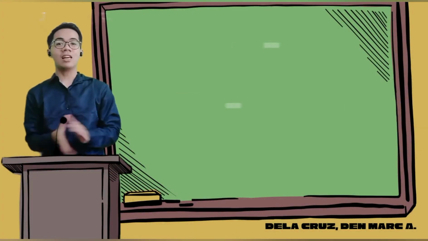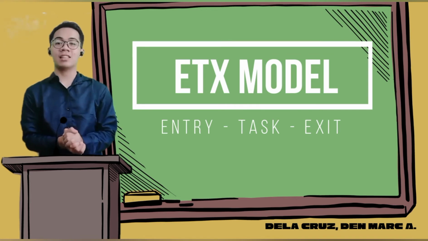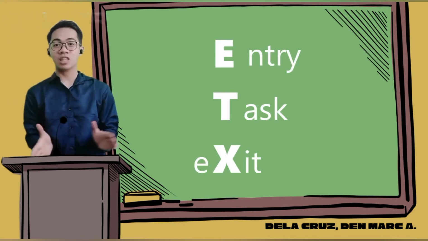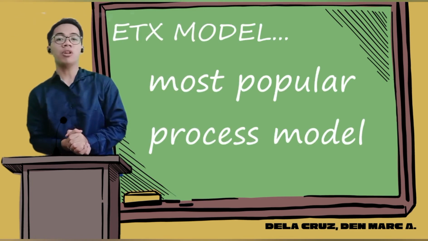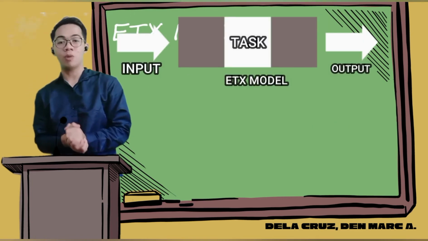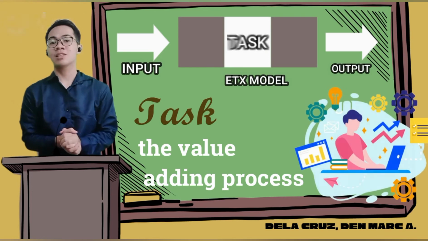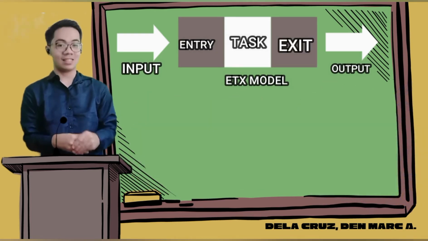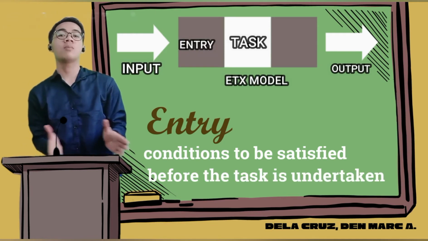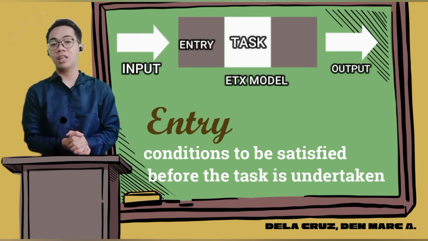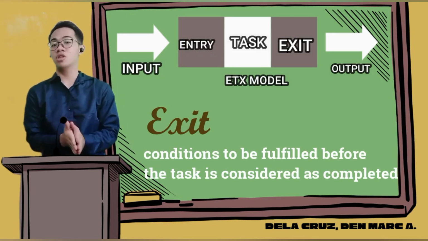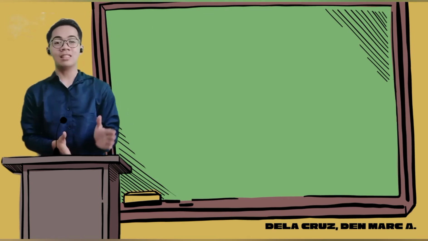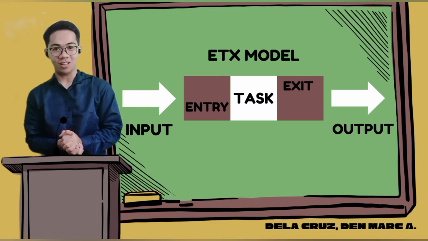The ETX model or the entry, task, and exit model. E is for entry, T for task, and the X for exit. The ETX model is the most popular process model. The value-adding process is called the task, and the new items in the diagram are the entry and exit. Entry is a condition to be satisfied before the task is undertaken, while the exit is a condition to be fulfilled before the task is considered complete. This is a diagram of ETX model.